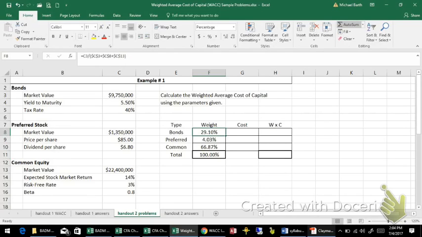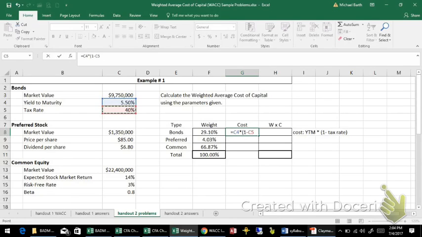The cost of debt capital. The cost is yield to maturity of the debt times 1 minus the tax rate. So that's equal to the yield to maturity of 5.5% times 1 minus the tax rate. And we make that tax adjustment because the company gets to subtract payments to bondholders from its income taxes, because that's a tax deductible expense. They can't do that with preferred share dividends, and they can't do it with common dividends, but they can do it with bonds, so they get a tax subsidy.